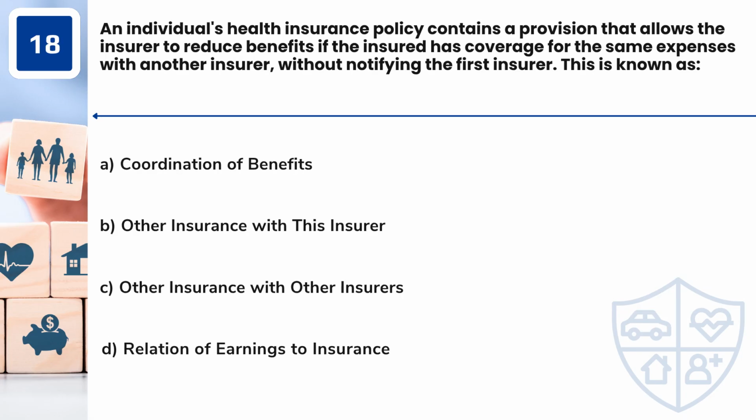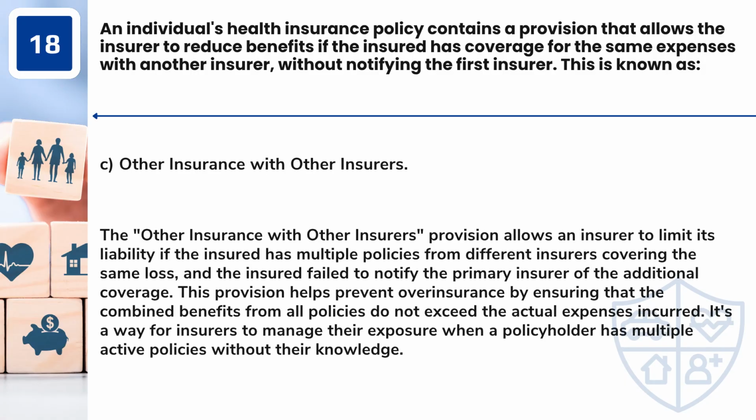Question 18. An individual's health insurance policy contains a provision that allows the insurer to reduce benefits if the insured has coverage for the same expenses with another insurer, without notifying the first insurer. This is known as A. Coordination of benefits. B. Other insurance with this insurer. C. Other insurance with other insurers. D. Relation of earnings to insurance.